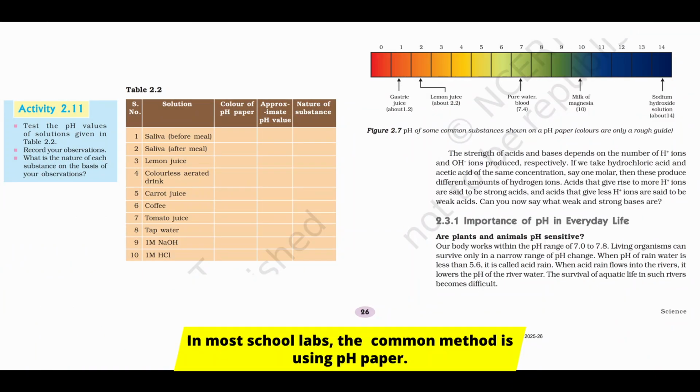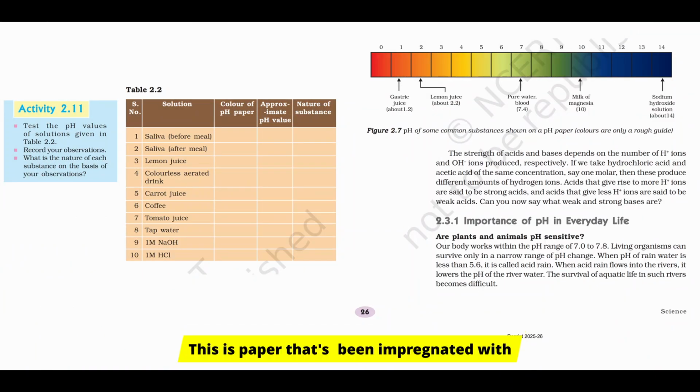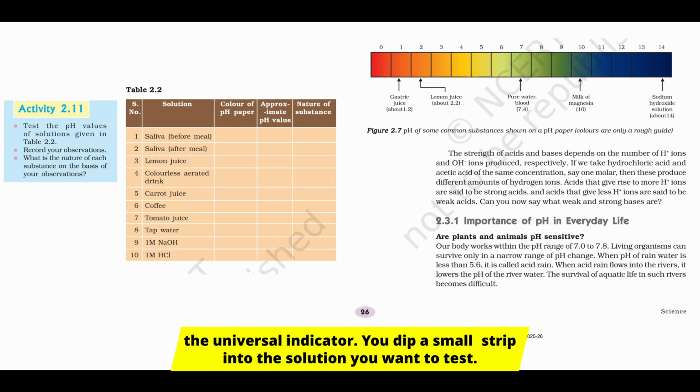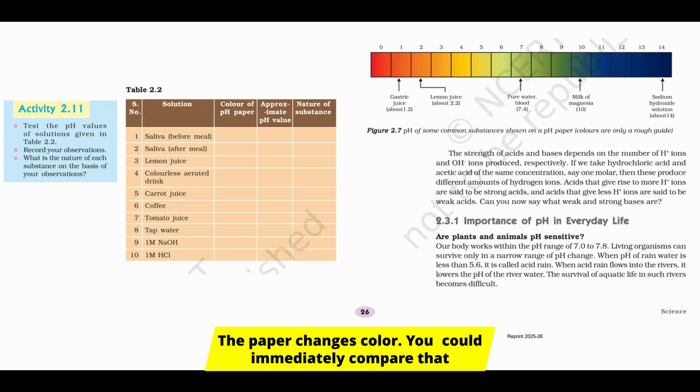In most school labs, the common method is using pH paper. This is paper that's been impregnated with the universal indicator. You dip a small strip into the solution you want to test. The paper changes color. You can immediately compare that color to a standard color chart that comes with the pH paper.